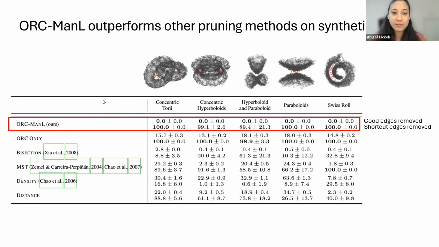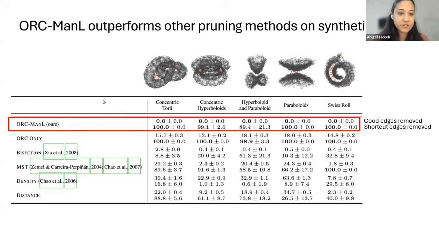Okay, and so when we look at it in practice on some synthetic data sets, it works very well. So here we have 5 different data sets. In red, you can see the shortcutting edges connecting points in different components of the manifold or far apart points in the manifold. The top row is the performance of ORC-ManL, our algorithm. In the top sub row, you can see the number of good edges removed, so 0. And in almost all of these data sets, we're removing close to 100% of the shortcutting edges.